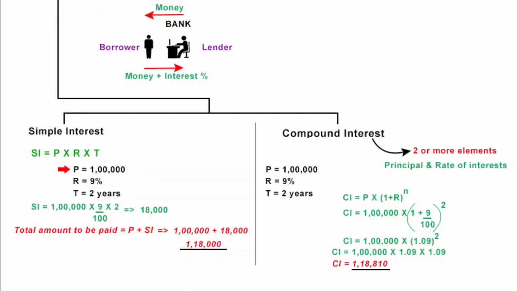Now if you compare the simple interest and compound interest, clearly you will find compound interest to be higher than simple interest. And why? Because compound interest is calculated both on the principal as well as on the accumulated interest. Just remember, compound means 2 elements. So I hope you now understood what compound interest and simple interest are and how they both are calculated.